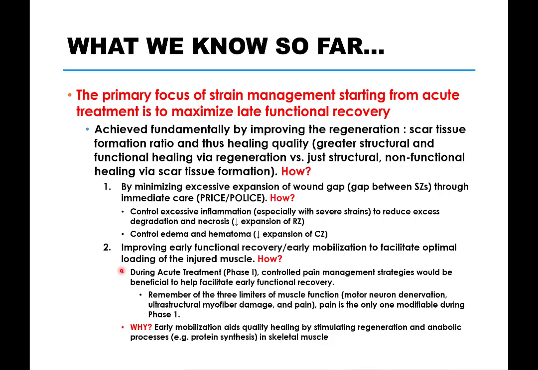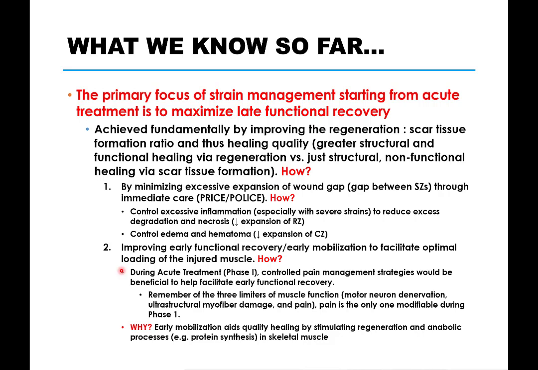Well, we have to think of the three major limiters of muscle function during the acute post-injury phase. We have ultrastructural damage to the muscle fibers, which prevents cross-bridge formation and thus contractions. We have motor neuron denervation, which impairs neural activation of muscle fibers, which is necessary for contractions. And of course, we have sensory feedback in the form of pain via nociception.